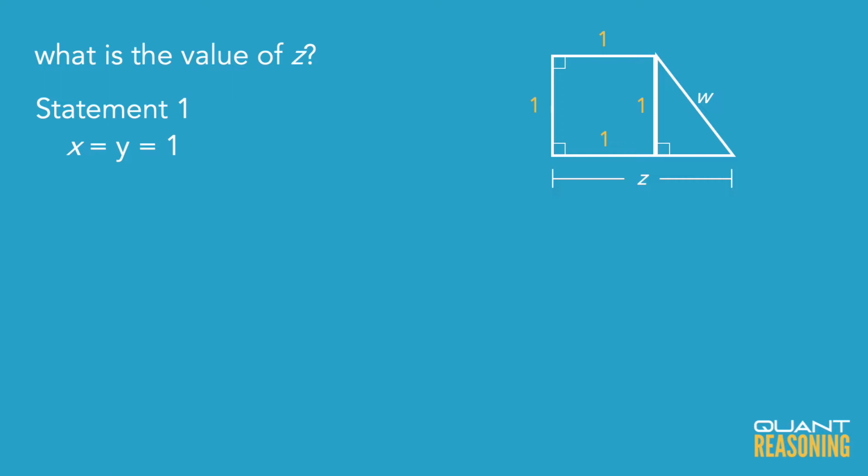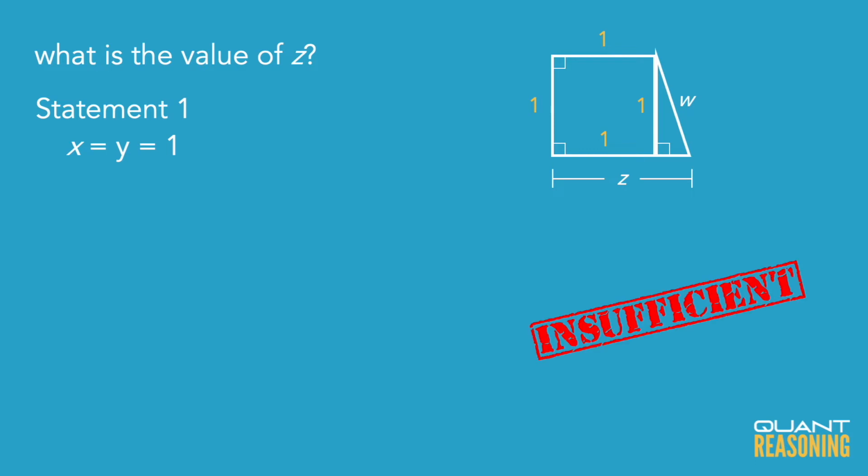But with that on its own, I can't solve for z because I don't know how long w is. I don't know how far that triangle extends to the right. I don't know the angles within that triangle. So I'm still missing information about the right side chunk of z. All I know is the left side chunk is 1. So statement 1 is not sufficient on its own either, and we should eliminate a.